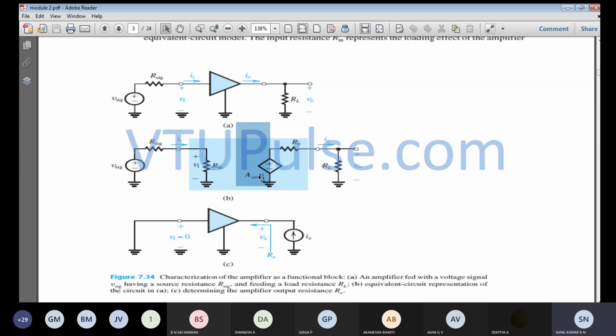So AV naught into VI is nothing but what? V naught. So that is nothing but the output voltage. So V naught will be equal to AV naught times of VI. So that is the output voltage.